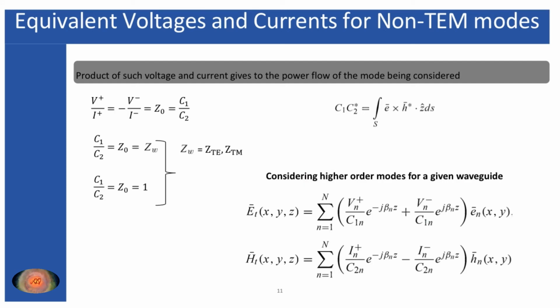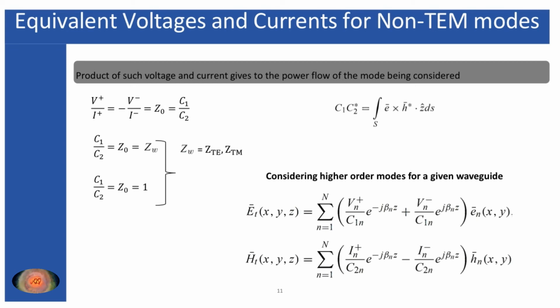So we had two unknowns, C1 and C2, and we have two equations. One relates the ratio of C1 and C2 with the characteristic impedance of the line, where the characteristic impedance is nothing but the wave impedance for the particular mode being considered. So for the TE mode, that will be the wave impedance for the TE mode, or if you are considering the TM mode, the characteristic impedance will be simply equal to the wave impedance of the TM mode.